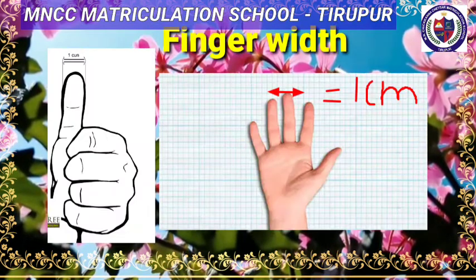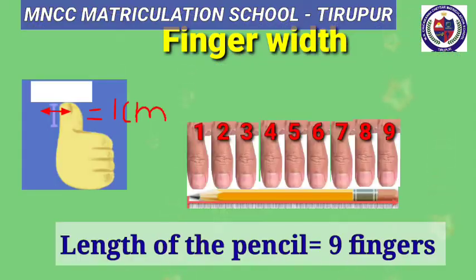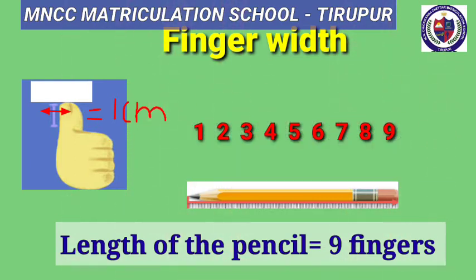Let us see non-standard units. The first one is finger width. Raise your thumb finger and measure it. It is 1 centimeter long. Let us find the length of the pencil using the finger width method. Take a pencil and place your thumb finger at the point of the pencil and mark it as 1. Continue this process until you reach the end of the pencil. The length of the pencil is 9 fingers width.